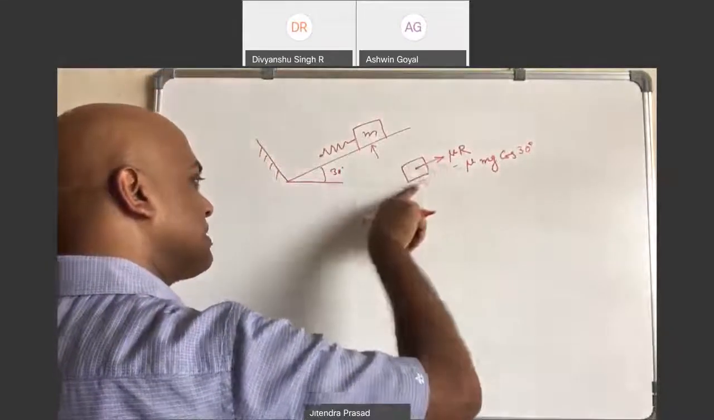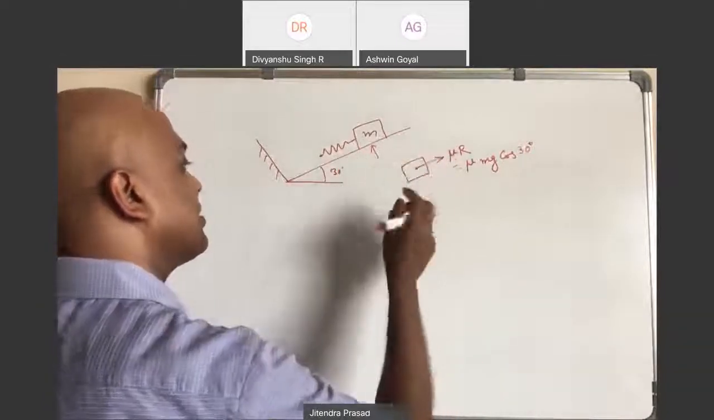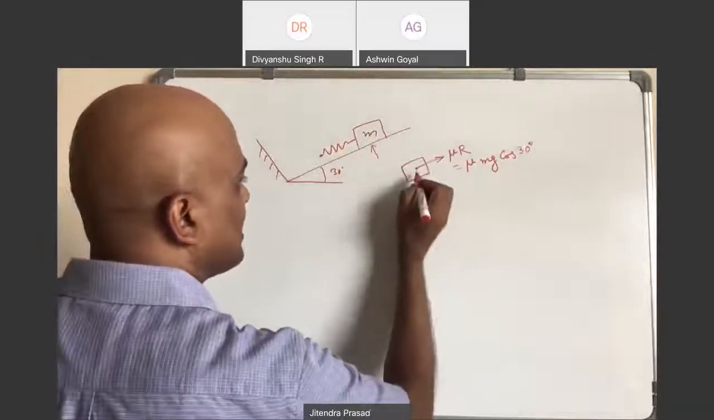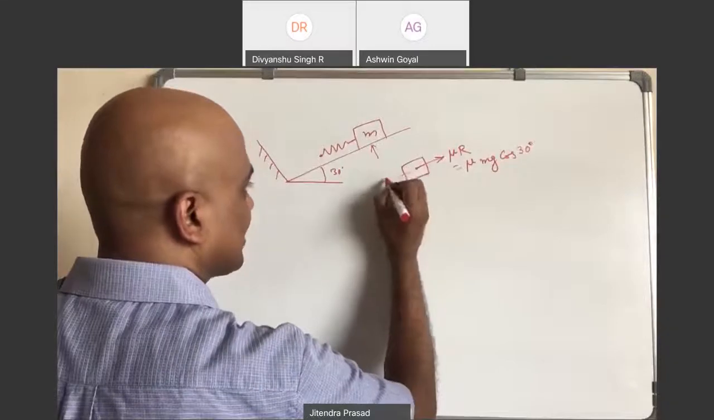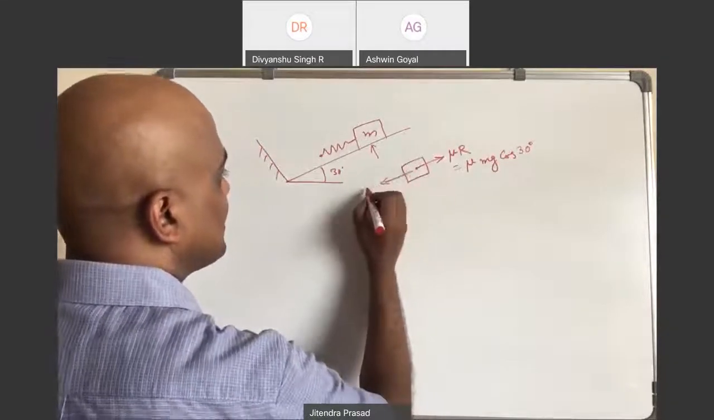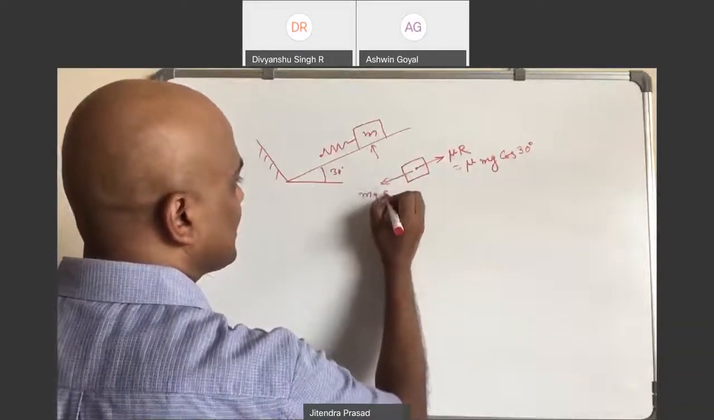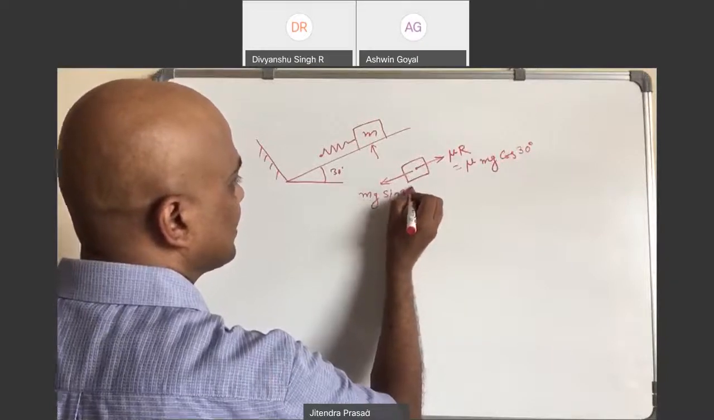This one is the force which is being applied opposite to the motion, right? And then you have acceleration. There is another force which is this. This is mg sine 30 degree, right?